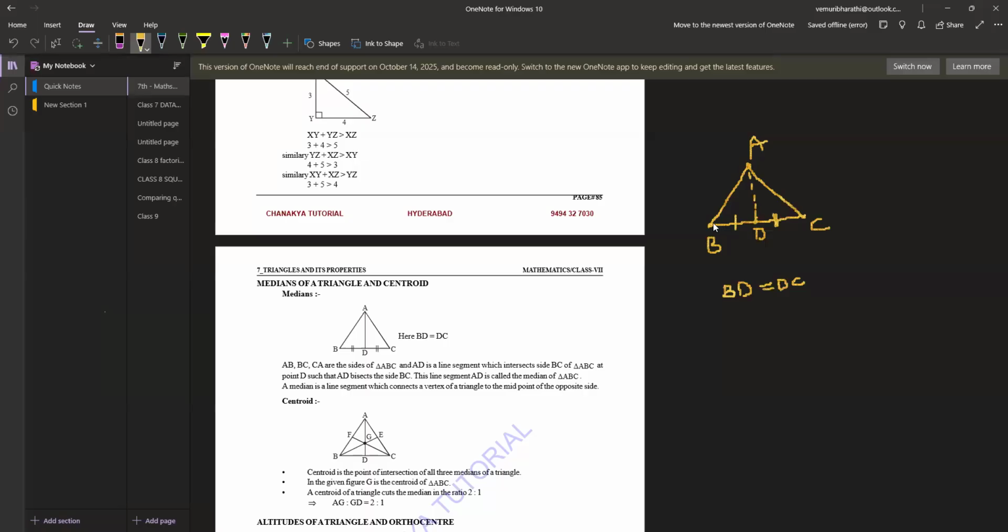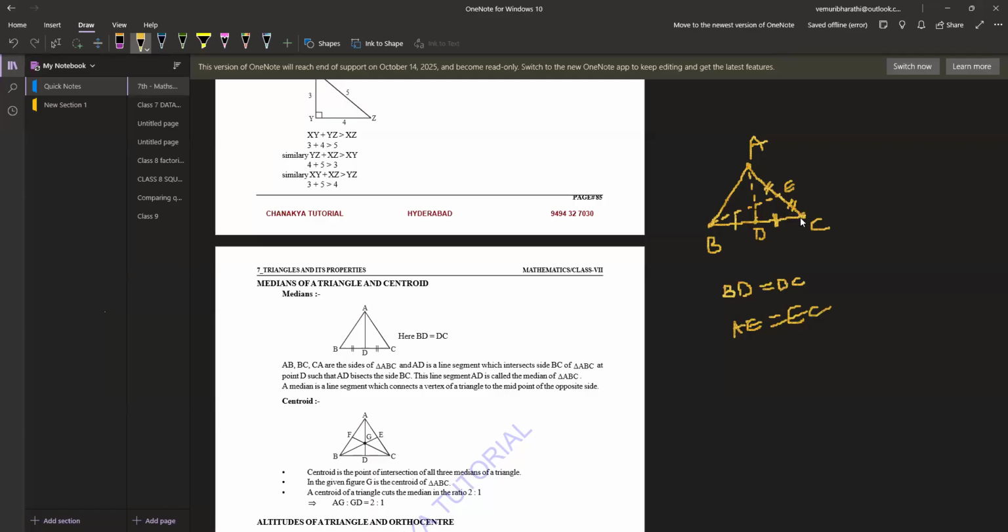Suppose I construct the line from vertex B to the opposite side, which is AC. The median divides the side into two equal parts. This part of the length is the same as this part. Suppose you take this point as E, AE length is the same as EC length.